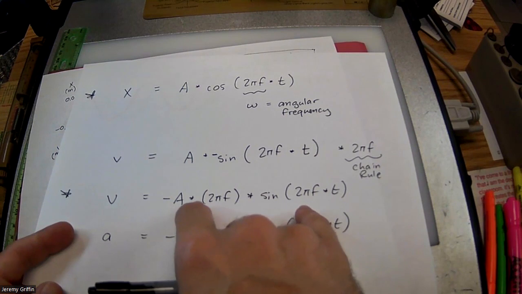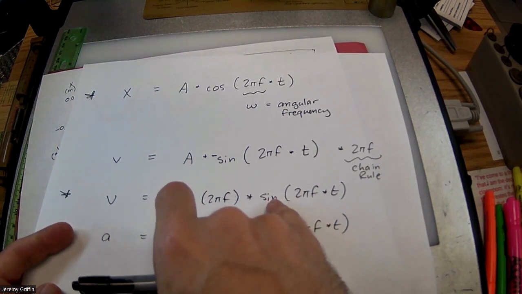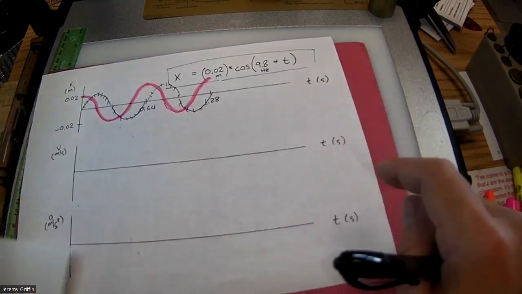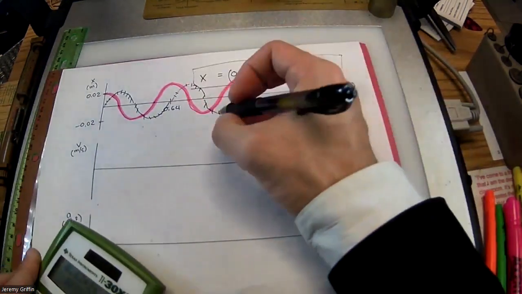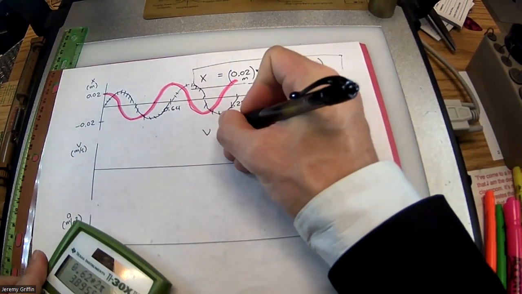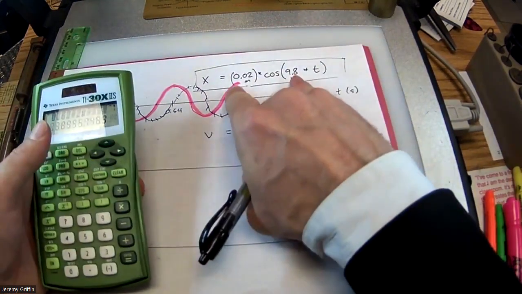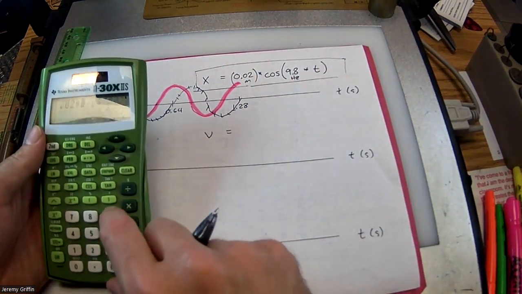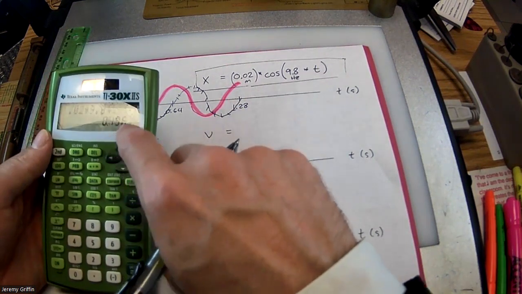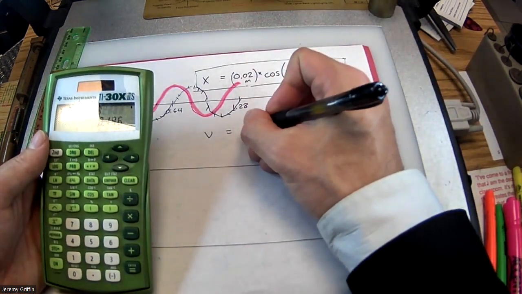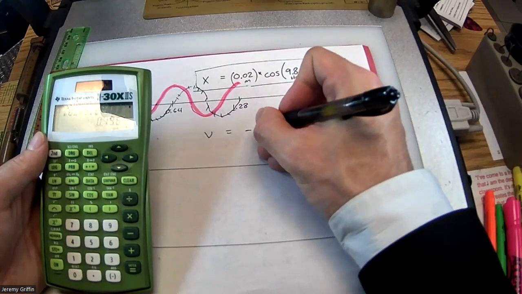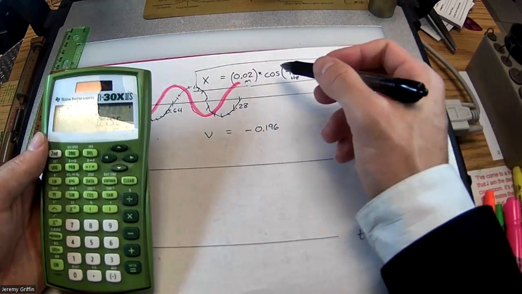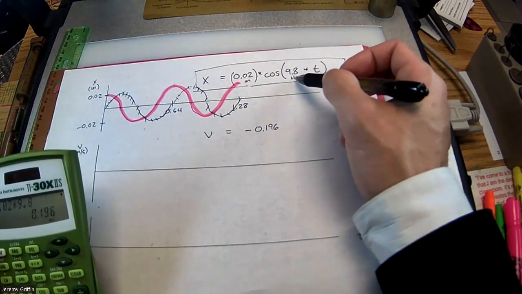Next one. So we could change cosine to sine. We're going to throw a negative sign. We're also going to multiply this angular frequency by the amplitude. And so let's do all those things. So this would be the speed as a function of time. So A times omega, the 0.02 times 9.8, that's 0.196. And it's going to be negative, so negative 0.196. That would be meters times hertz.